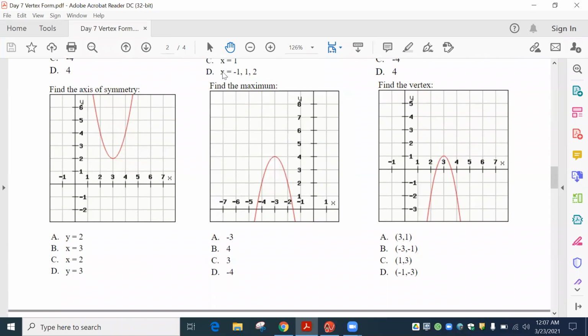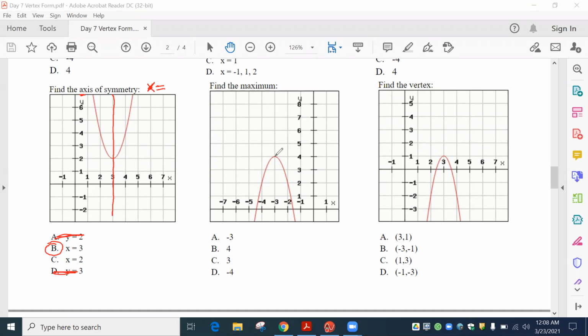Axis of symmetry. So the x and axis reminds me that this is x equals. So I know it's not going to be y. It's not going to be d. And then symmetry reminds me that we split this in half and we run into 3. So x equals 3.